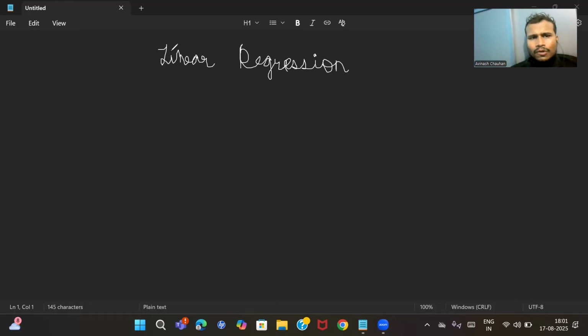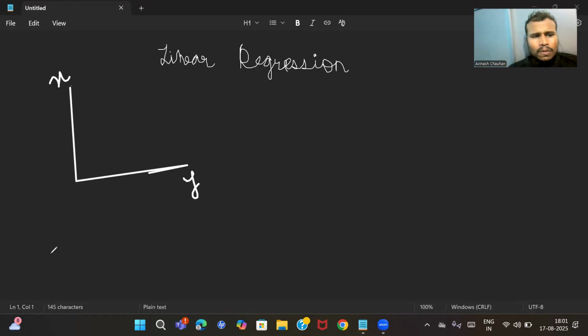I want you to understand what we mean by the word linear. What is linear? Linear basically defines something which is in a straight line, right? Something which is in a straight line. For example, this is a line. This is my x-axis, this is my y-axis. This is the line. And what do you understand by a linear line?